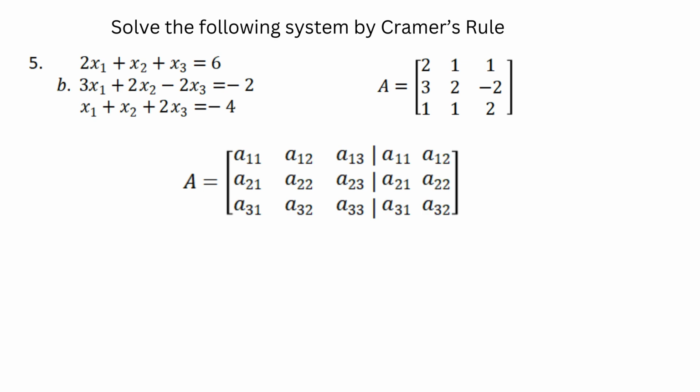Now we are going to write the coefficient matrix A. So we have A is equal to, in column 1, 2, 3, and 1. Column 2, we have 1, 2, and 1. Column 3, we have 1, negative 2, and 2. First, we are going to calculate the determinant of A. The determinant of A is equal to this matrix: column 1, 2, 3, and 1; column 2, 1, 2, and 1; column 3, 1, negative 2, and 2.